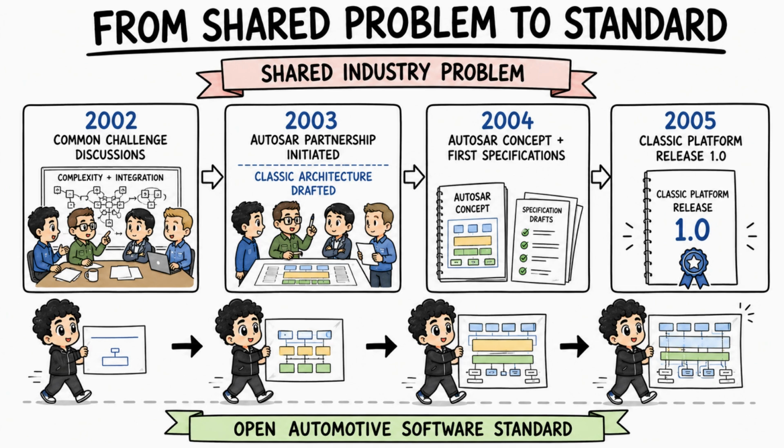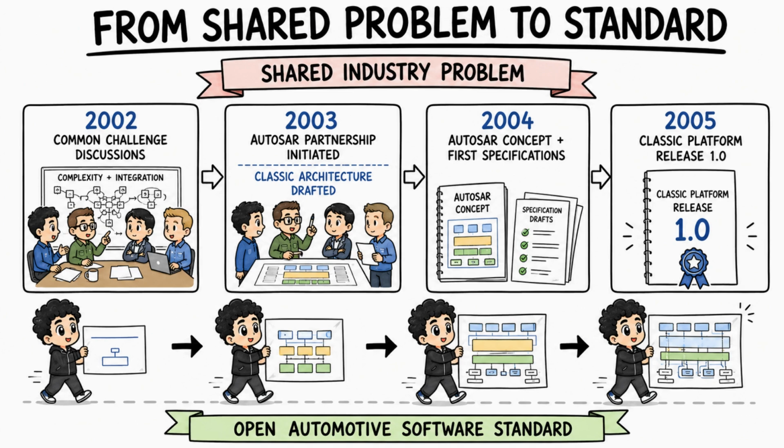Initial discussions about the shared challenge began in 2002. By 2003, the AUTOSAR partnership had been initiated, and the basis of what became today's classic platform architecture was being drafted. AUTOSAR's concept and first specifications developed further in 2004, and Classic Platform Release 1.0 followed in 2005. You do not need to memorize every date for an interview.